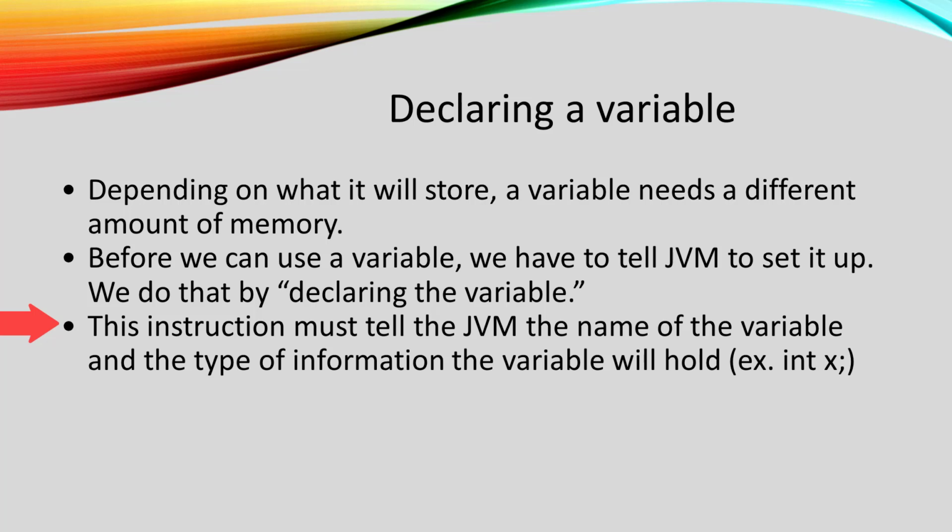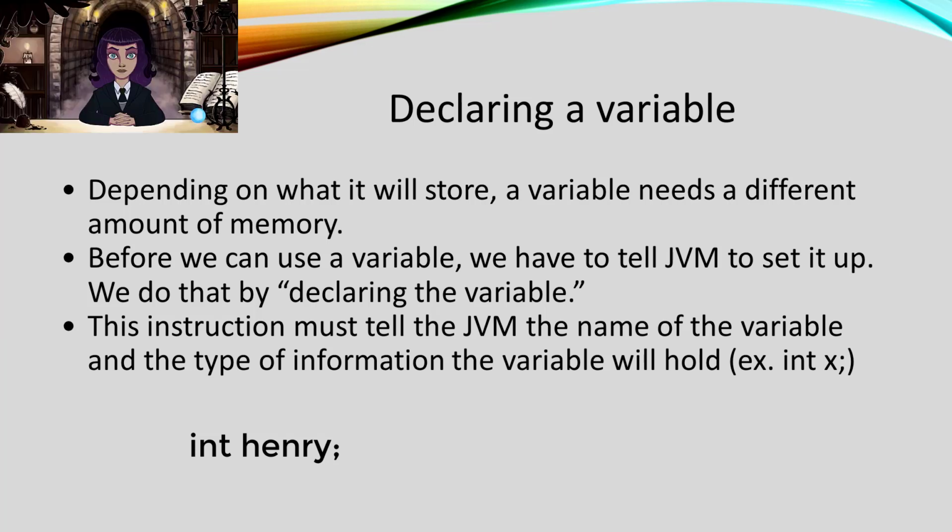For example, if we want a variable named Henry to hold an integer, we declare that variable with the command int Henry. In this video, all of the examples that we're going to use, the variables are going to have the type int, which means that they can hold an integer, a whole number. But variables can hold all sorts of different things. They can hold real numbers, they can hold characters, they can hold music, they can hold videos, they can hold all sorts of stuff. But we'll learn about that later. For now, int will be good enough.